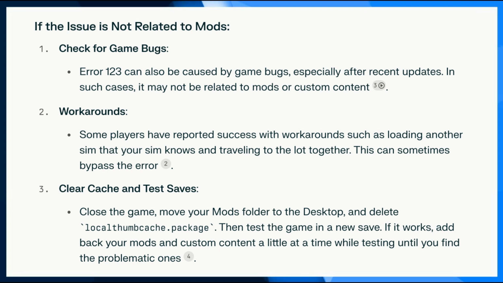Check for game bugs. Error 123 can also be caused by game bugs, especially after recent updates. In such cases, it may not be related to mods or custom content. Workarounds. Some players have reported success with workarounds such as loading another sim that your sim knows and traveling to the lot together. This can sometimes bypass the error.